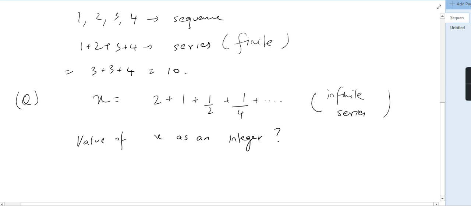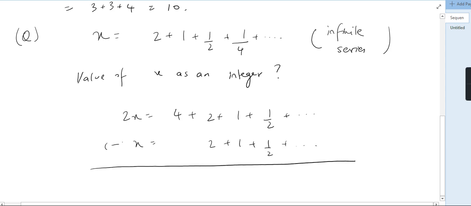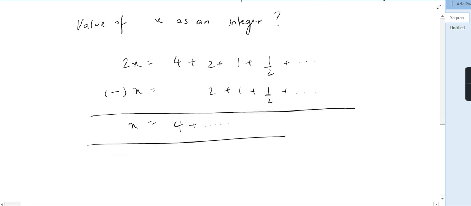We'll look into how we can solve these sorts of sums later on, but I can show you how we do this. Let's say we multiply this by 2, so 2x is 4 plus 2 plus 1 plus a half, and this keeps on going. And let's consider x once again, and here we'll write the terms like this: 2 plus 1 plus a half. Since there are an infinite number of terms, it doesn't really matter if we take the difference, and it will be x, this will be 4, and this keeps on being zeros. And here the sum of this entire sequence is 4, so x equals 4.